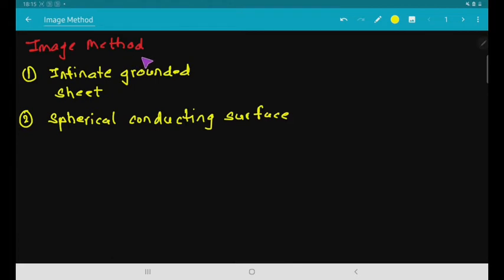This method can be applied only when we have a grounded condition. What do you mean by grounded condition? Grounded condition means that the potential on that surface will be zero. For example, an infinite sheet which is grounded, the potential on the sheet will be zero, as well as a spherical conducting surface which is again grounded. It should be grounded. Then we can apply this image method to solve the problem.